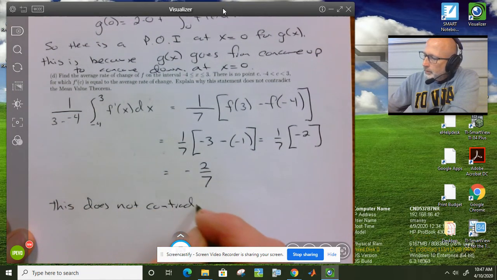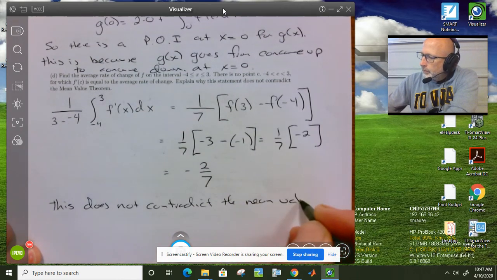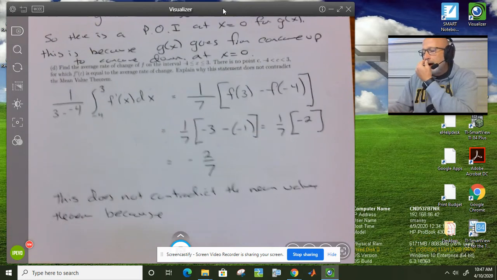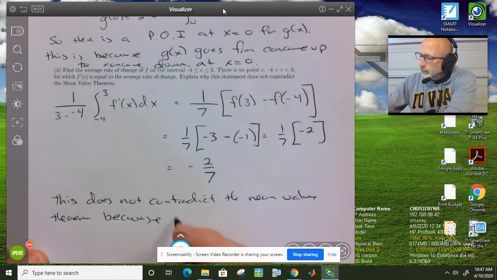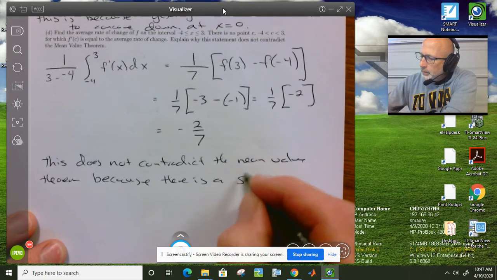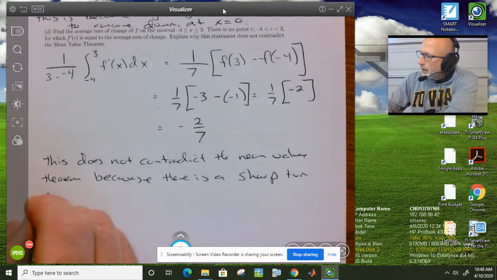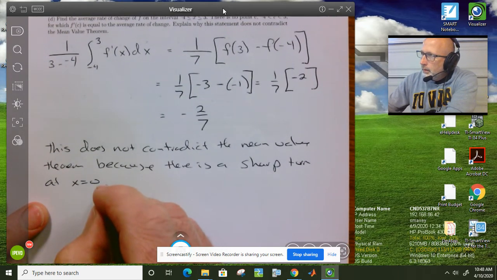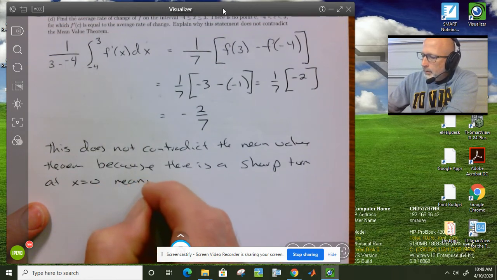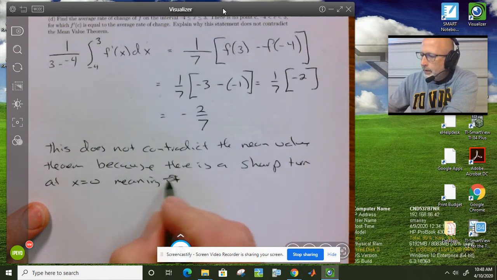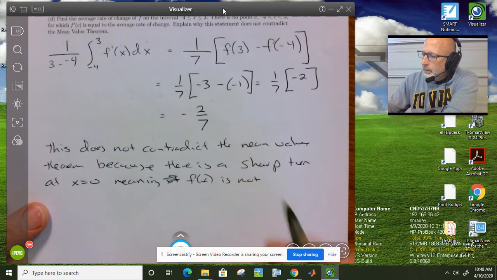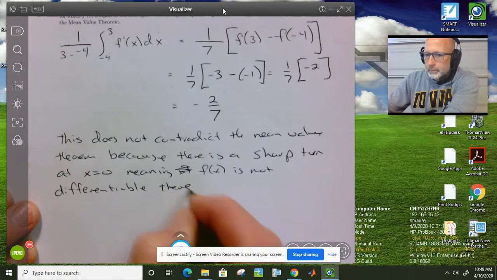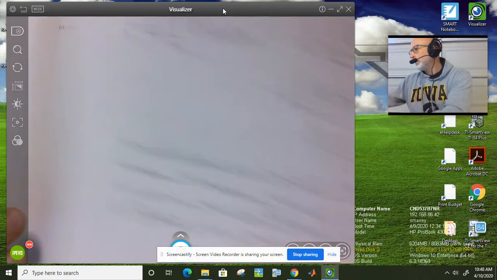Okay? So explain. This does not contradict the mean value theorem because there is a sharp turn at x equal to 0, meaning f of x is not differentiable there. Okay, and that is it for 6.